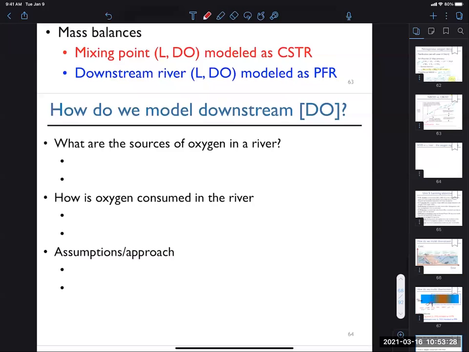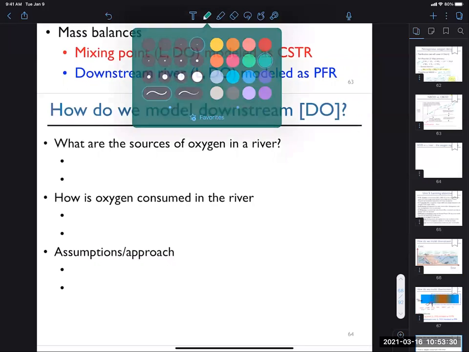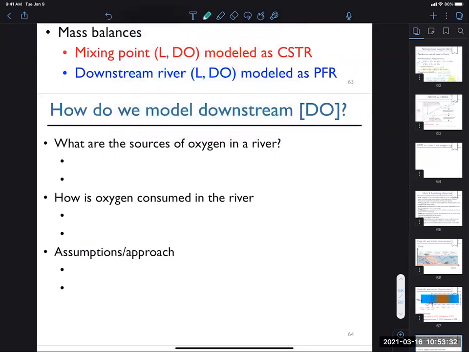In order to complete this model, we need to consider the different sources of oxygen within the river. There's different sources. Those include the atmosphere. Oxygen's getting in from the atmosphere. There's also photosynthetic organisms. We're going to actually ignore this one in our calculations. This one is pretty easy to account for through Henry's law.